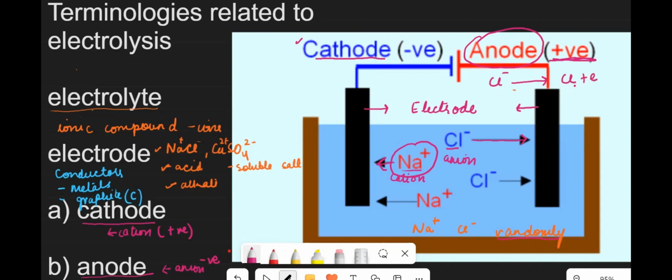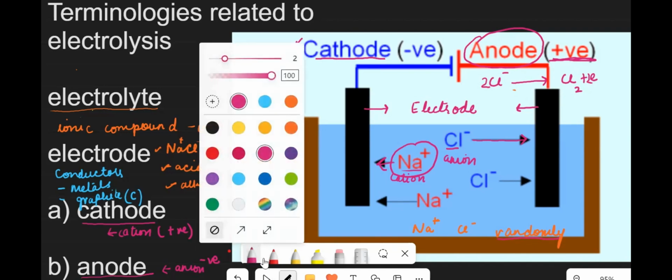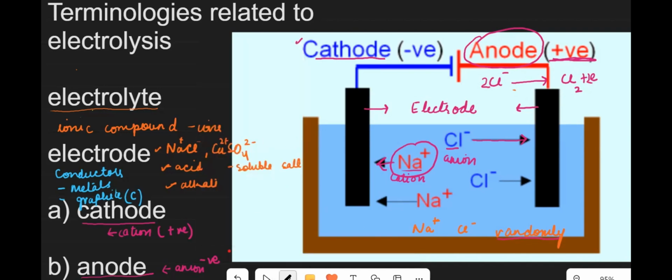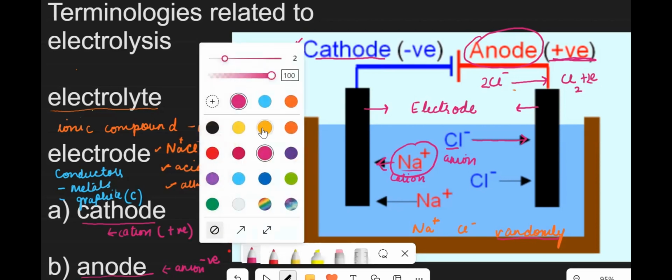Now we know that in nature, chlorine exists in the diatomic form, that's Cl2. So basically the two chloride ions will be giving two chlorine atoms, which will combine to form a molecule of chlorine, and it will be giving two electrons. Now these two electrons, what happens? They travel to an external circuit.